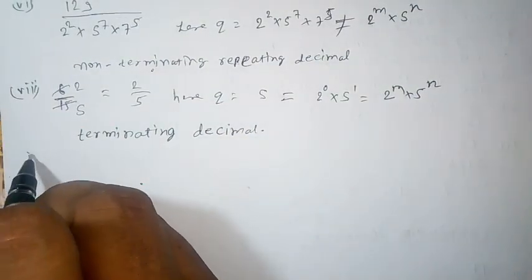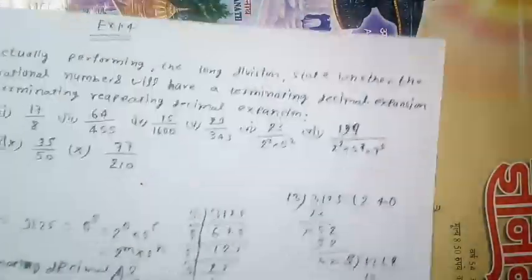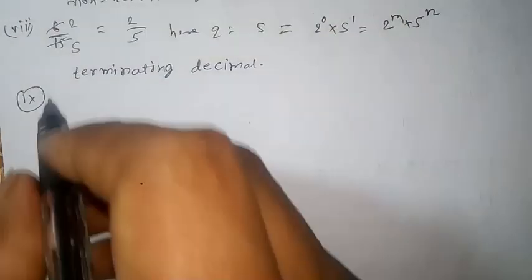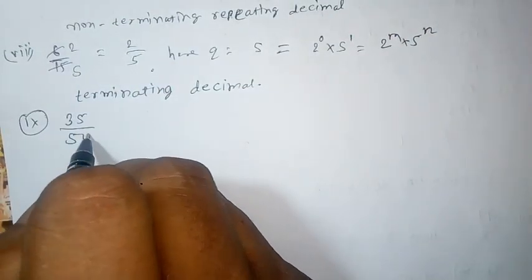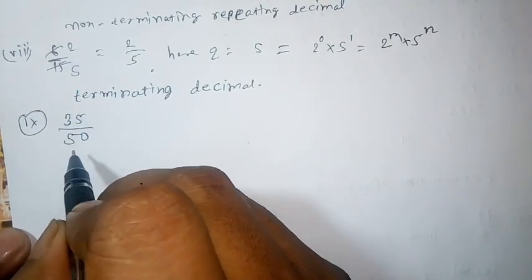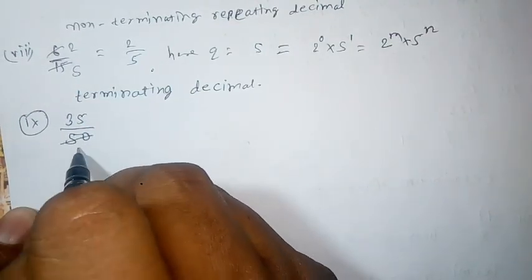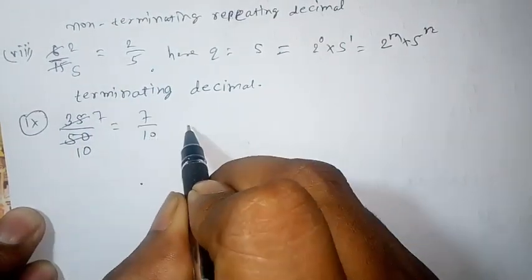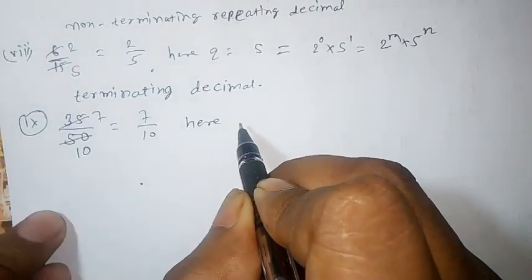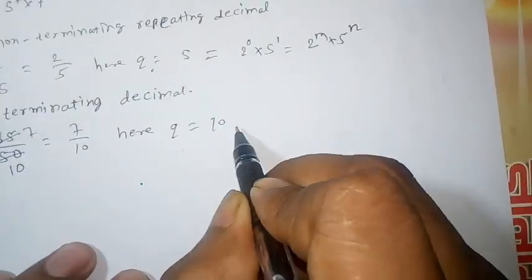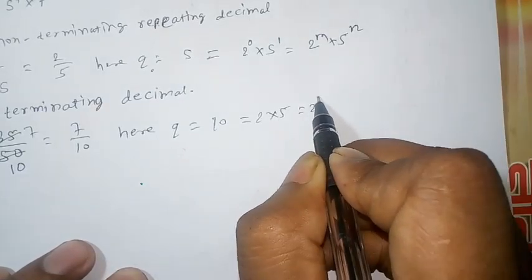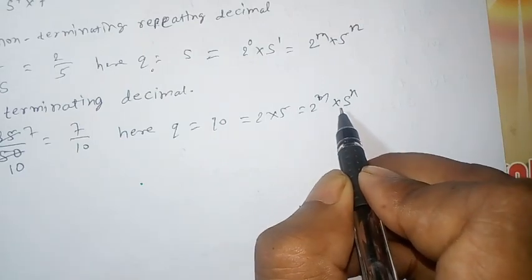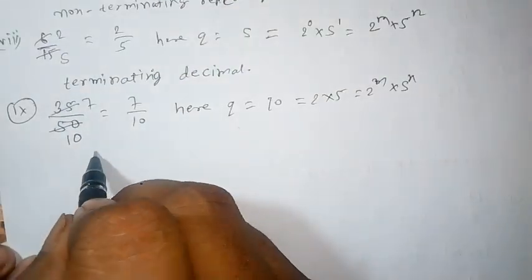Question number 9. 35 by 50. The HCF of 35 and 50 is 5. 5 10 50, 5 7 35. 7 by 10. Here Q is equal to 10, which is equal to 2 into 5, in the form 2 to the power m into 5 to the power n. So this is also a terminating decimal.